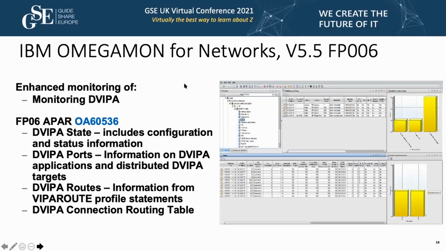For OMEGAMON for Networks, again, version 5.5, FixPack 6, this is all about enhanced monitoring for DVIPA. So FixPack 6 APAR OA60536 gives you views of the DVIPA state, including some information about the configuration and status. It also has a view of DVIPA ports, information on DVIPA applications and the distributed targets. And of course, on the routes, information from the VIPA route profile, as well as the connection routing table.